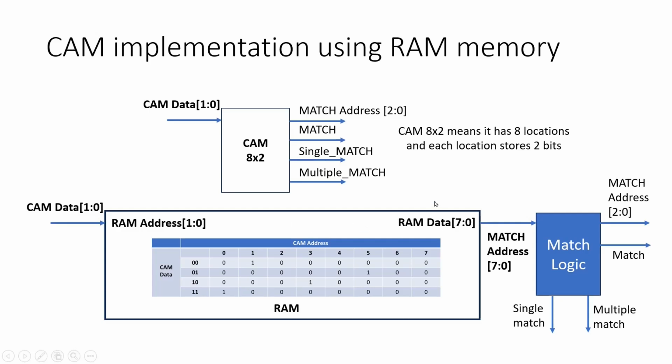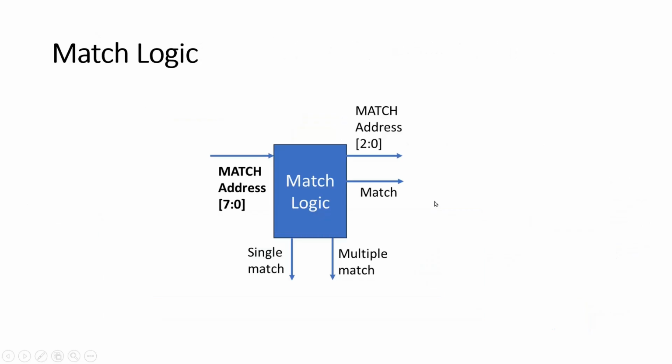Friends, now I have a question for you, a very interesting question. And the question is related to match logic. Match logic has 4 outputs: match address, match, single match flag, multiple match flag. And it has one input, match address, which is of 8 bits. So this match logic consists of basically 4 logics. One which calculates match address to match address, another one which calculates match flag, another one which calculates single match, and the last one calculates multiple match.